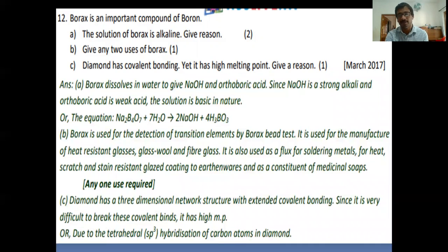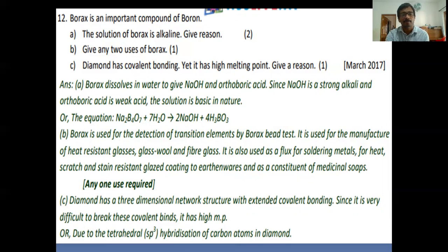Give 2 uses of borax. Borax has an antiseptic property. Then it can be used for the borax bead test. Also for the preparation of borosilicate glasses. Borosilicate glasses are heat resistant glasses. Similarly glass wool, fiberglass. So you write only one use.